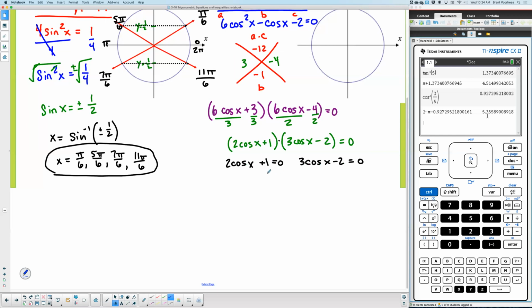What will we do on this one? Well, minus 1, and then we will also end up dividing by 2. So we'll divide by 2. Now that one we won't even need the calculator for.